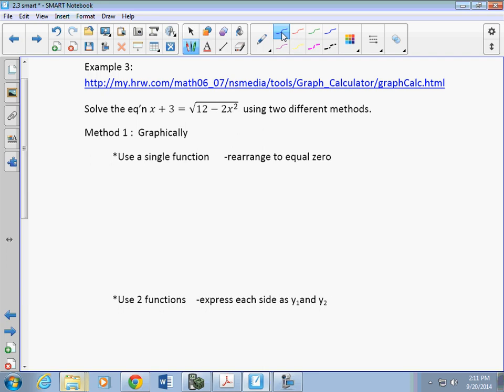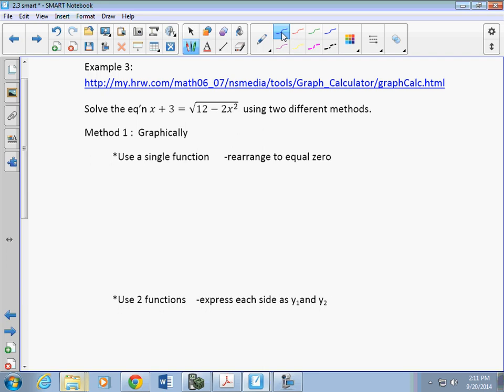So method 1 is graphically. If we do this as a single function, that means we're going to take everything over to one side and solve it, and put it in our calculator. And using two functions, that's like we did on the other one, where one side of the equation is our y1 and the other side of the equation is the y2. So when we're doing this graphically, we're going to do it on the graphing calculator.